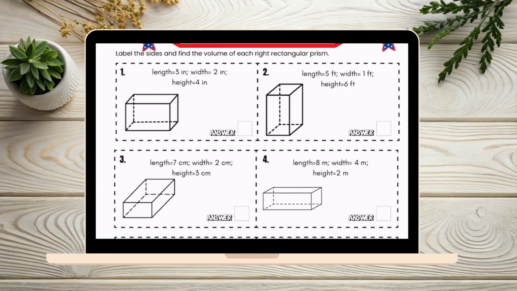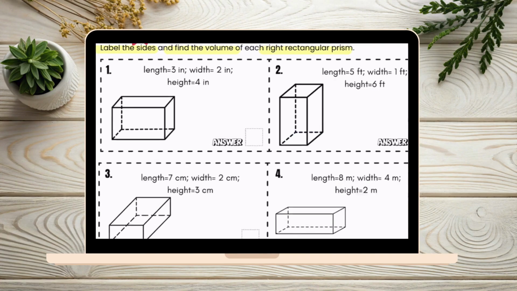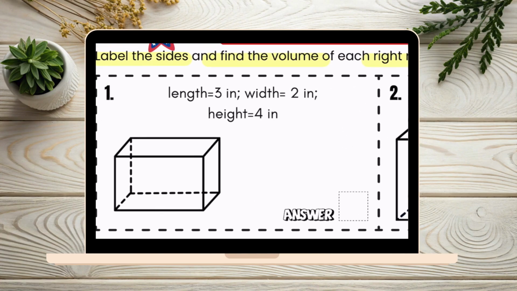Okay, we're going to start by labeling the sides and finding the volume for each of the rectangular prisms. So we'll look here at number 1. The length is 3 inches, the width is 2 inches, and the height is 4 inches. So we're going to label length 3 inches, width 2 inches, and then the height is 4 inches. And volume is length times width times height. It's three-dimensional, so you should have three different side lengths that we're multiplying.